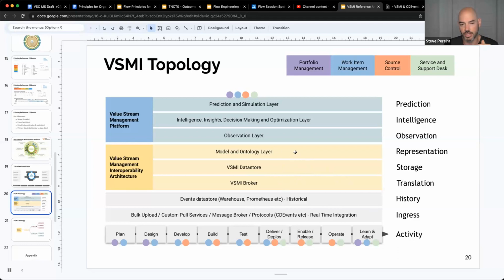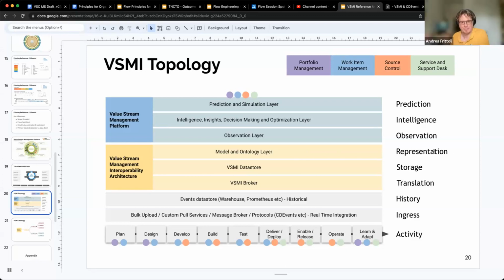And then you would have the model and ontology, and we've done a little bit of representation of model and ontology in the next slide that I'll get into. But that's really just about representing the data in a useful way for the purposes of value stream management. Does that all make sense so far?